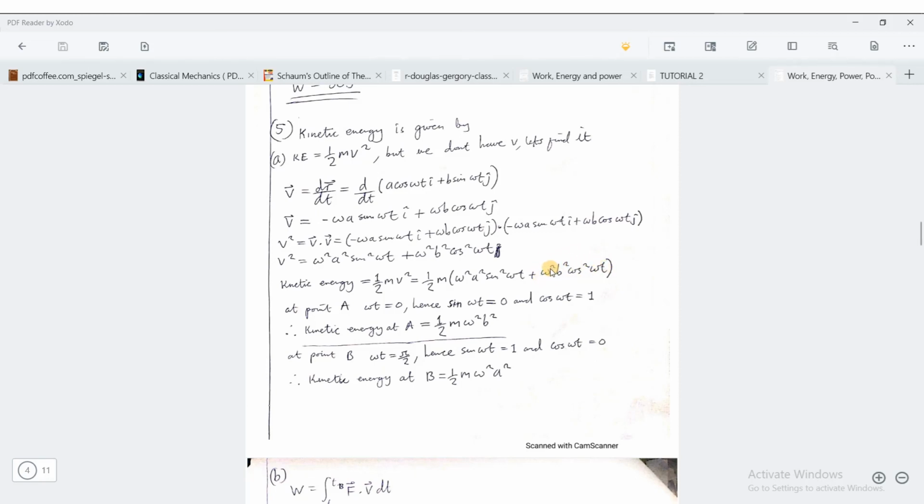So if this thing vanishes, and this sine squared omega t becomes 1, as we have found here, we'll just remain with half m omega squared a squared here. As you can see here, kinetic energy at B will be equal to half m omega squared a squared, and that is our kinetic energy at B.